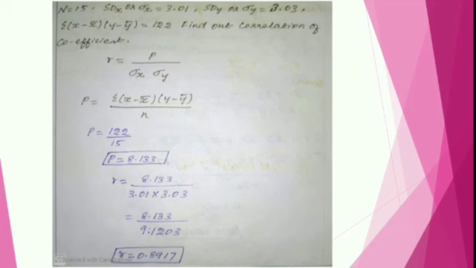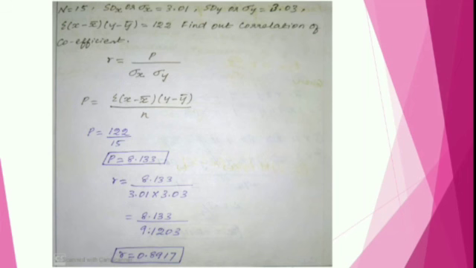r equal to P divided by sigma x into sigma y. P equal to summation of x minus x bar into y minus y bar divided by n. Substitute the values from the given question. We can find the value of P, where P equal to 8.133. Now substitute the P value in the r equation.